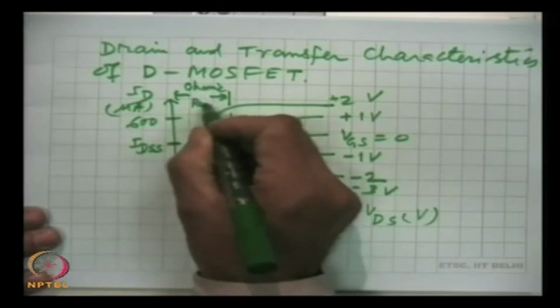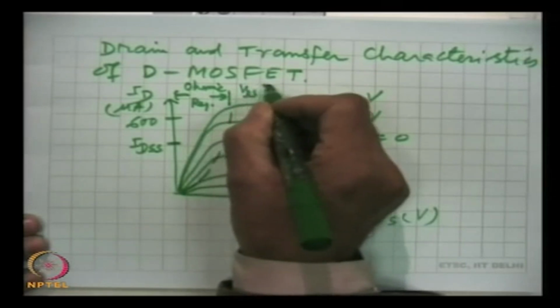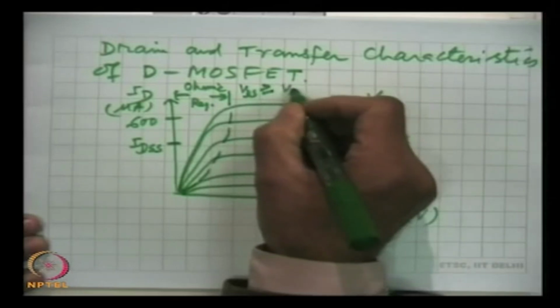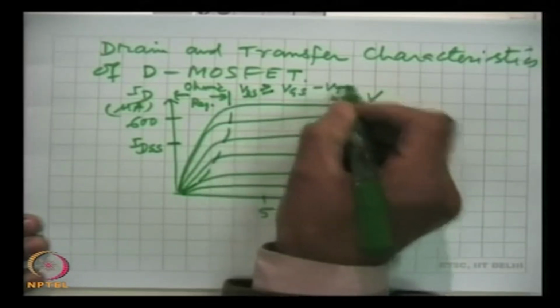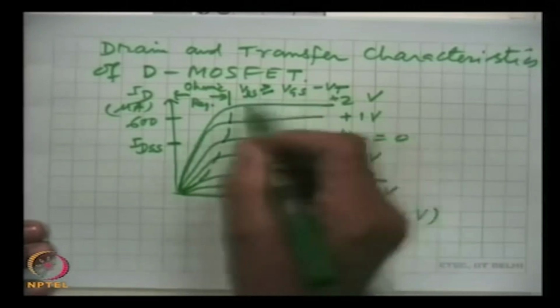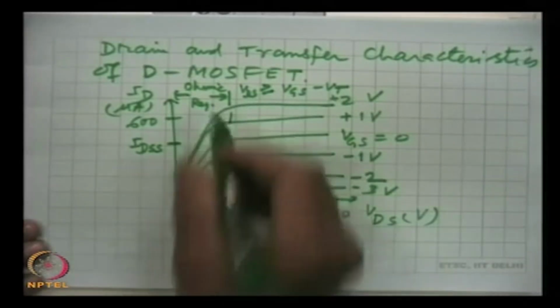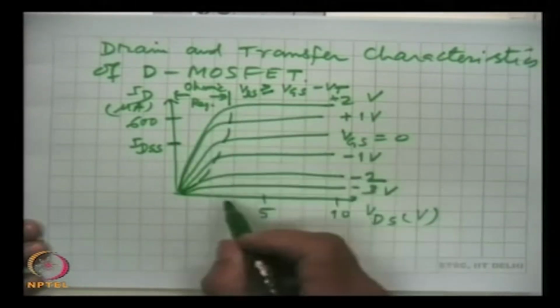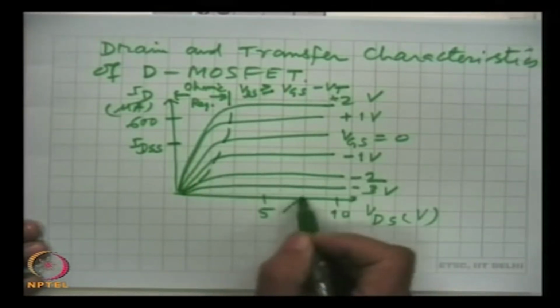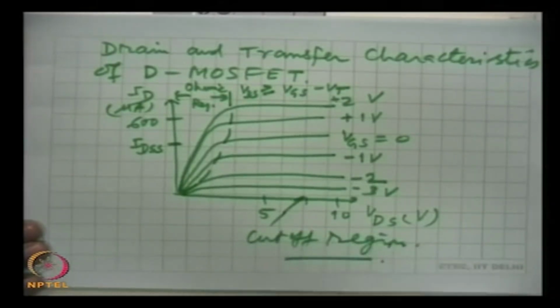Ohmic region, and this boundary is where VDS has to be greater than or equal to VGS minus VT. VT is the threshold voltage, and this region is the saturation region. So, we have the ohmic region, the saturation region, and below this, the cutoff region. We will discuss these three regions of the drain characteristics.